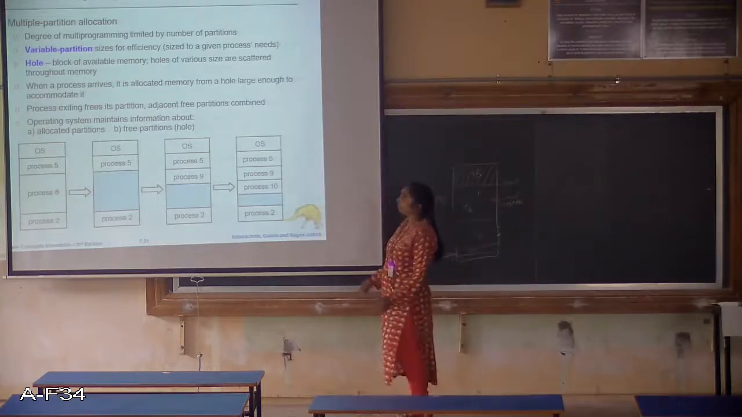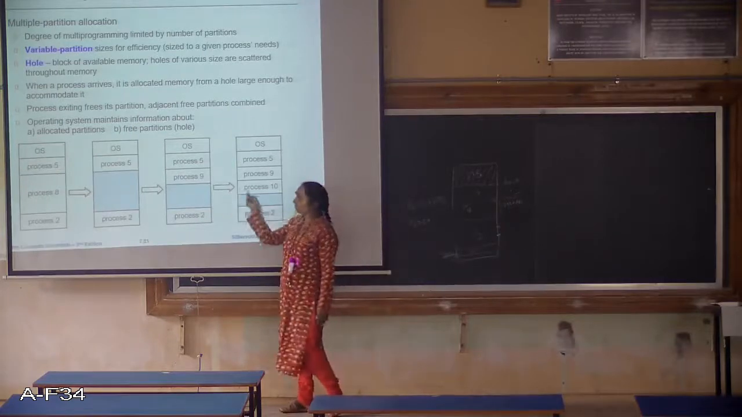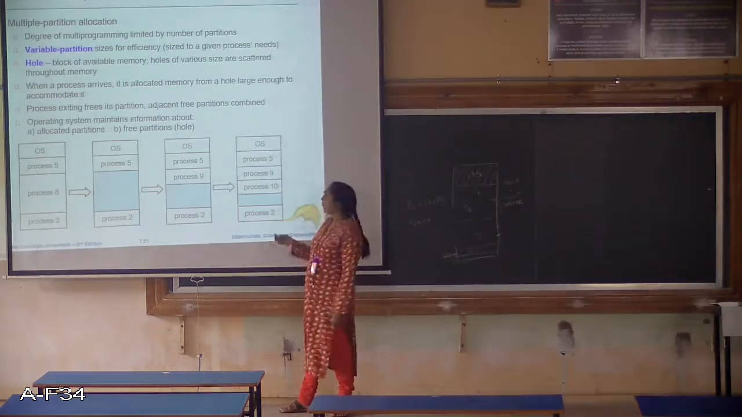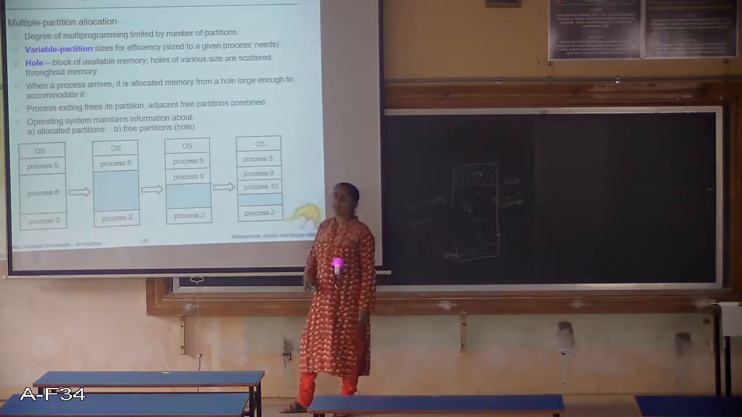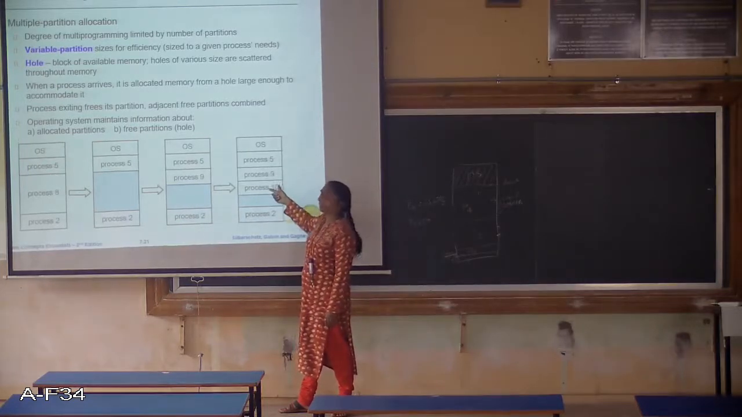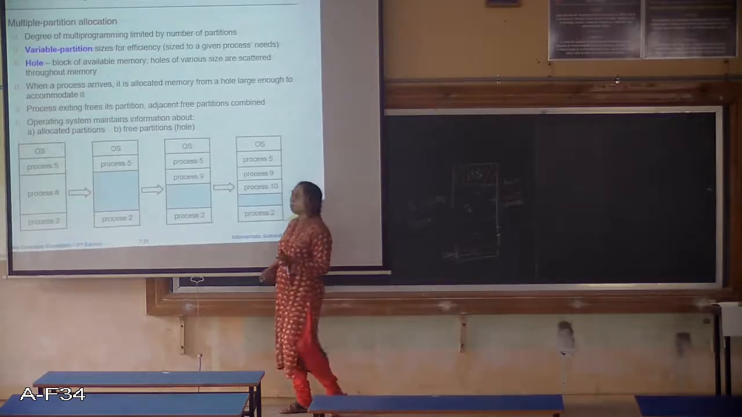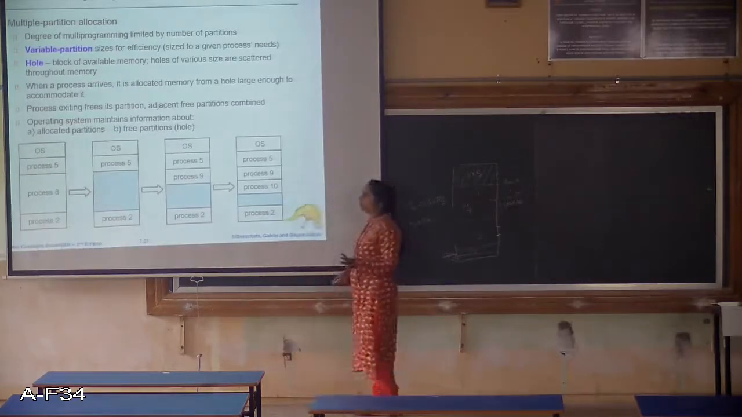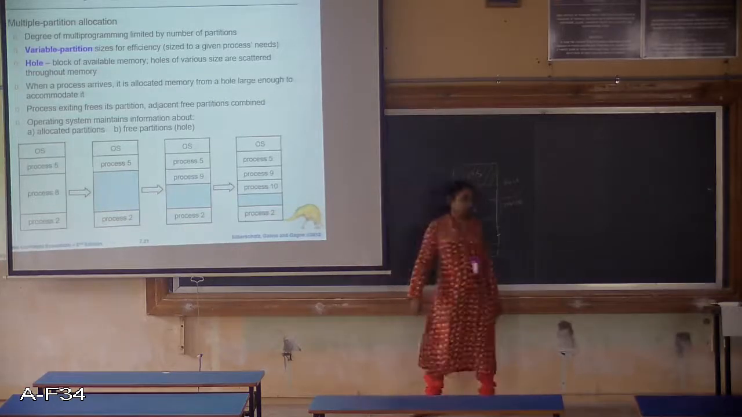Here these partitions are not of fixed size. That is what you will understand from this diagram also. They are of variable sizes. These partitions may look like the same sizes, but not necessarily. This can be 512, this can be 520, this can be 500, and so on. So each partition is of variable length, a variable partition, and the free spaces are called holes.